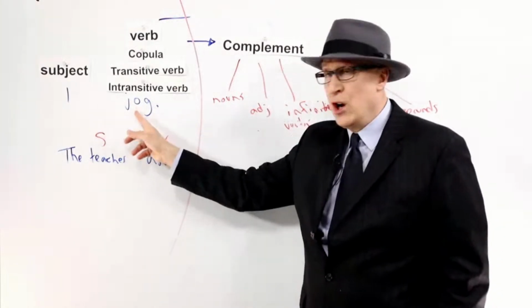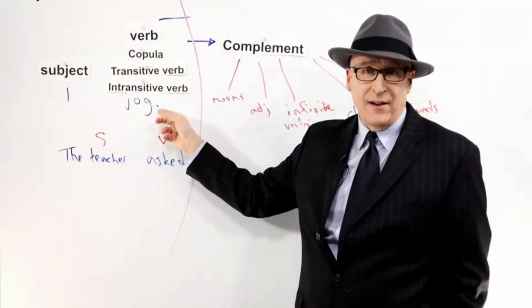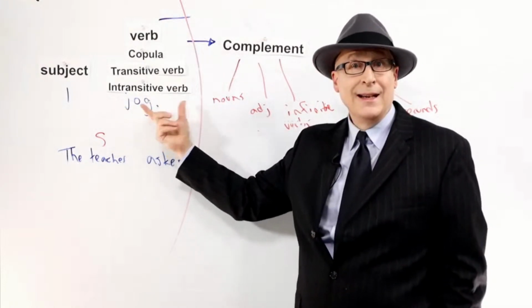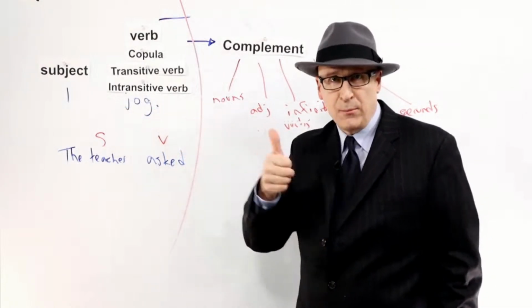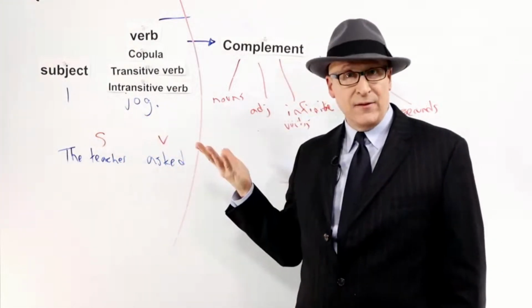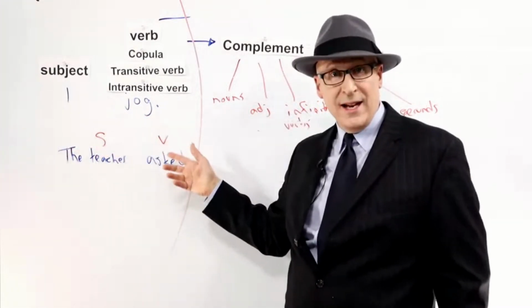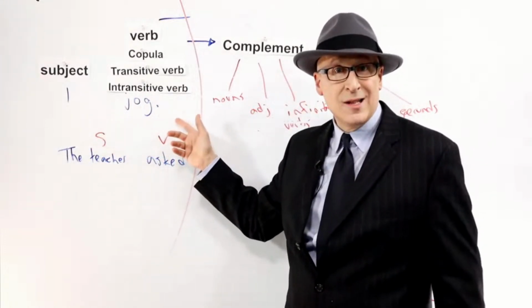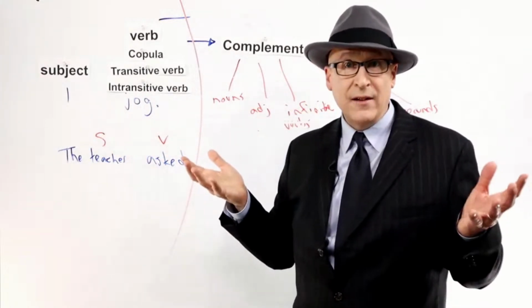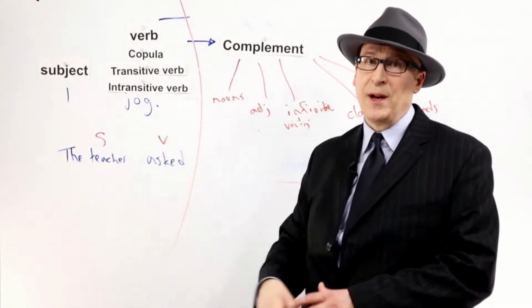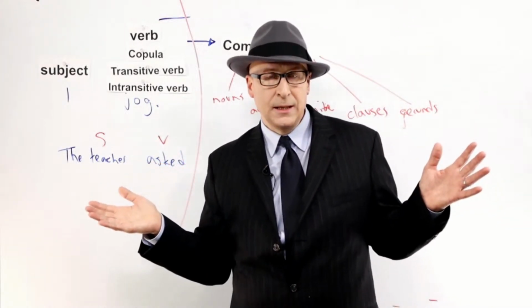For example, I jog. You don't need anything after it. Now you could put stuff after it, like I jog in the park. Prepositional phrase. I jog quickly. Adverb. I jog every day. Adverb of time. I jog because I want to be healthy. That's an adverbial clause. So intransitive verbs open up lots of possibilities, right?